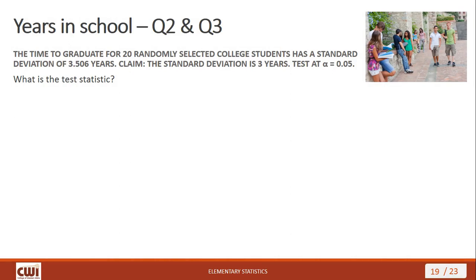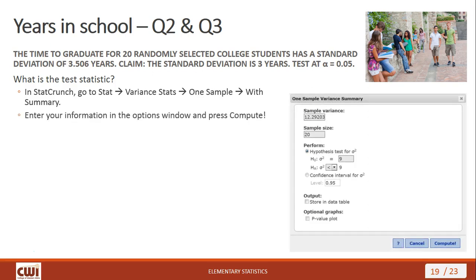Next question we were asked is, what is the test statistic? Again, we're going to go into StatCrunch and look at Stat, Variance Stats, One Sample with Summary. When we get to our options window, we're going to put our values in. Remember that you have to take the square of the standard deviation in order to get the variance. So don't put 3.506 into that first field. You want to square that number, get 12.29203, and that's the number you put in for the sample variance.